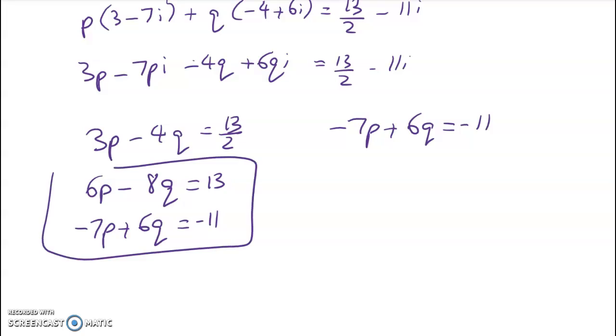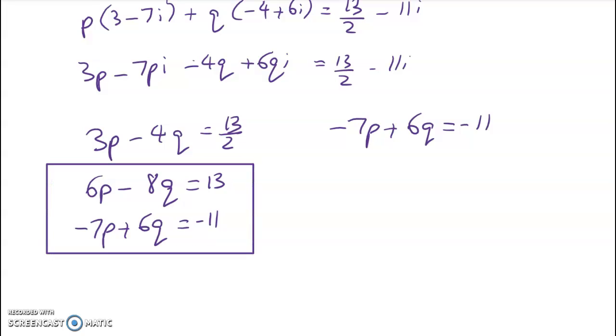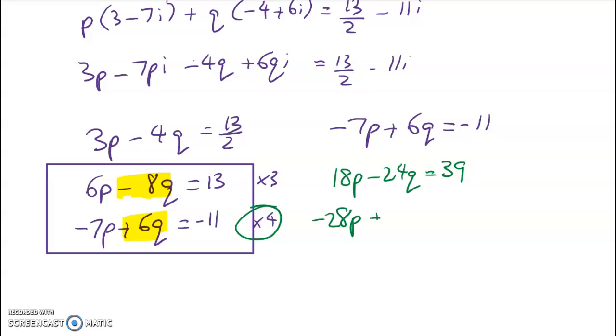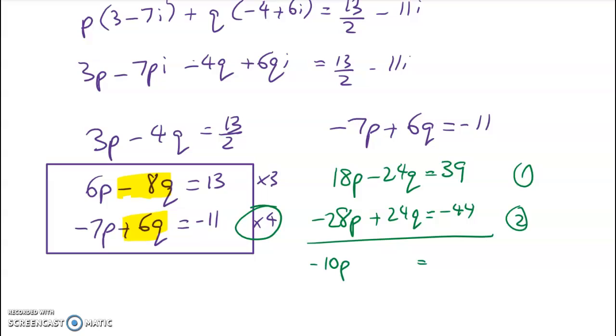So you can chuck these into your calculator, but I'm just going to remind you how to do this by hand, because for the A-level exam, you can't chuck them into your calculator. So 6p minus 8q equals 13. I'm going to times the first one by 3, and I'm going to times the second one by 4, because I've chosen to match up those two coefficients. So let's have a look at what we get. 18p minus 24q is equal to 3 13s are 39. Timesing this one by 4, be careful not to do it by 3, we get negative 28p plus 24q is equal to negative 44. Now I'm going to add 1 and 2 together, and we get negative 10p equals negative 5, giving me p is equal to 0.5.